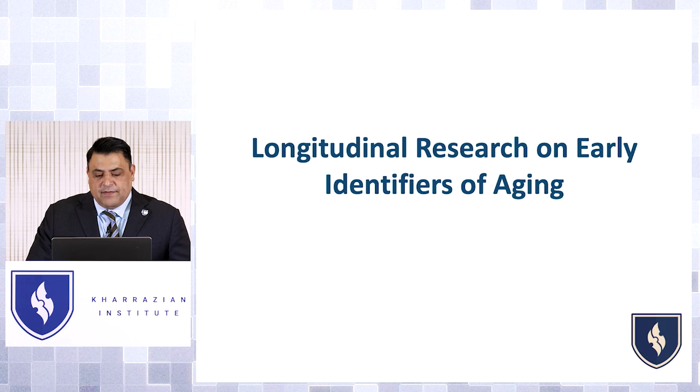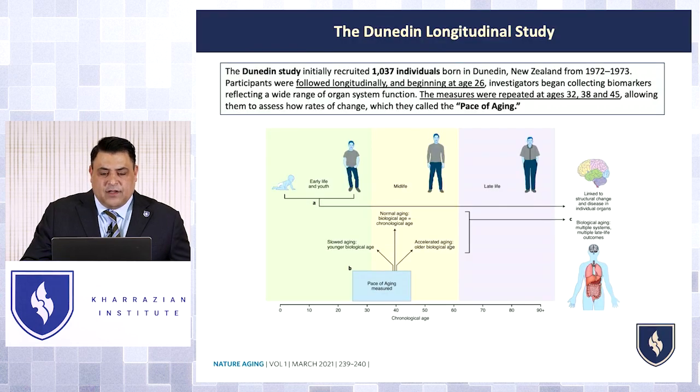Okay, now there's some studies done looking at longevity medicine. One of the ones that was very well done, and we should talk about, is the Dunedin longitudinal study. In this study, they recruited 1,037 individuals born in Dunedin, New Zealand, from 1972 to 1973. The participants were followed longitudinally, and beginning at age 26, investigators began collecting biomarkers that reflected a wide range of organ system functions. The measures were repeated at age 32, 38, and 45, allowing them to assess rates of change, called the pace of aging.